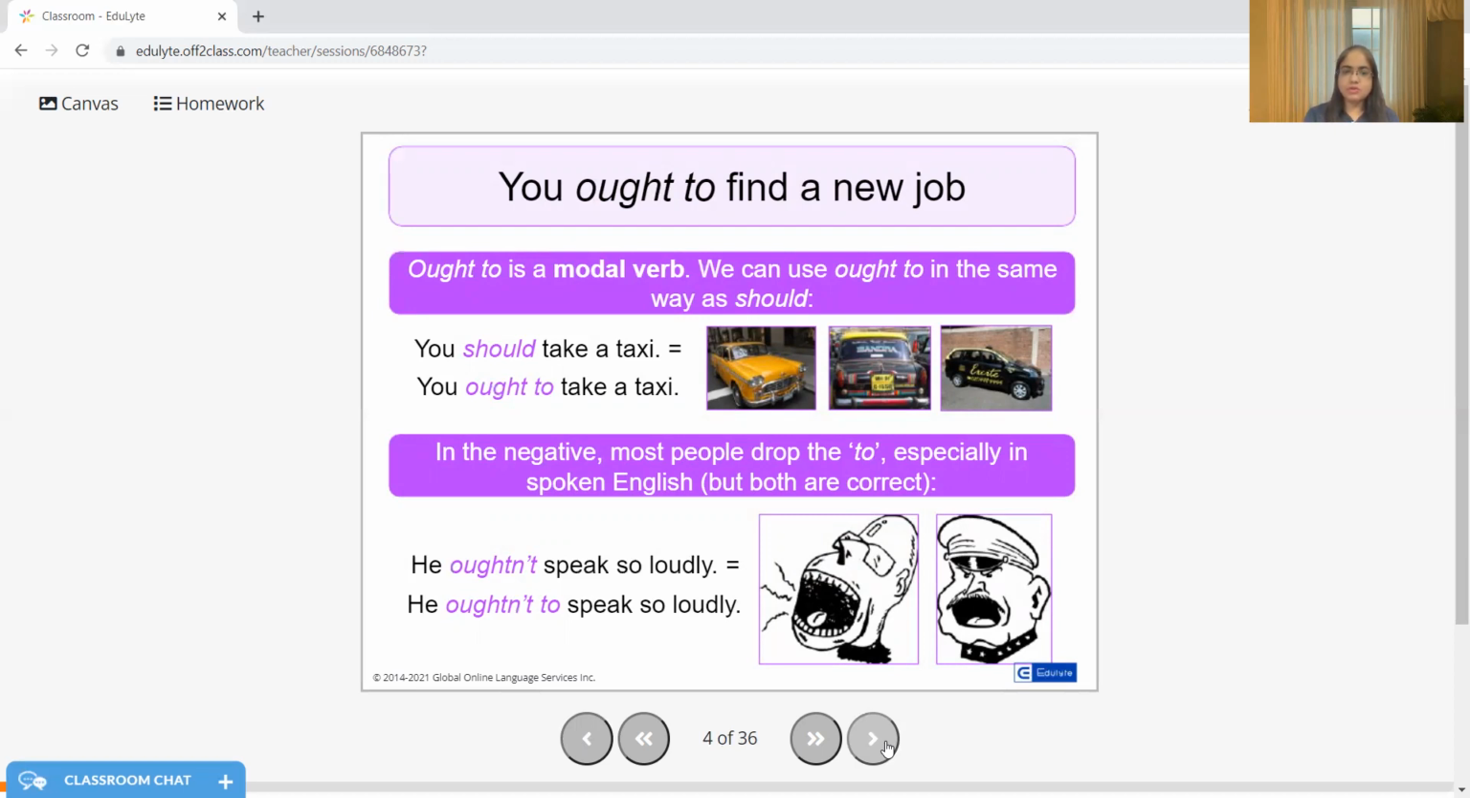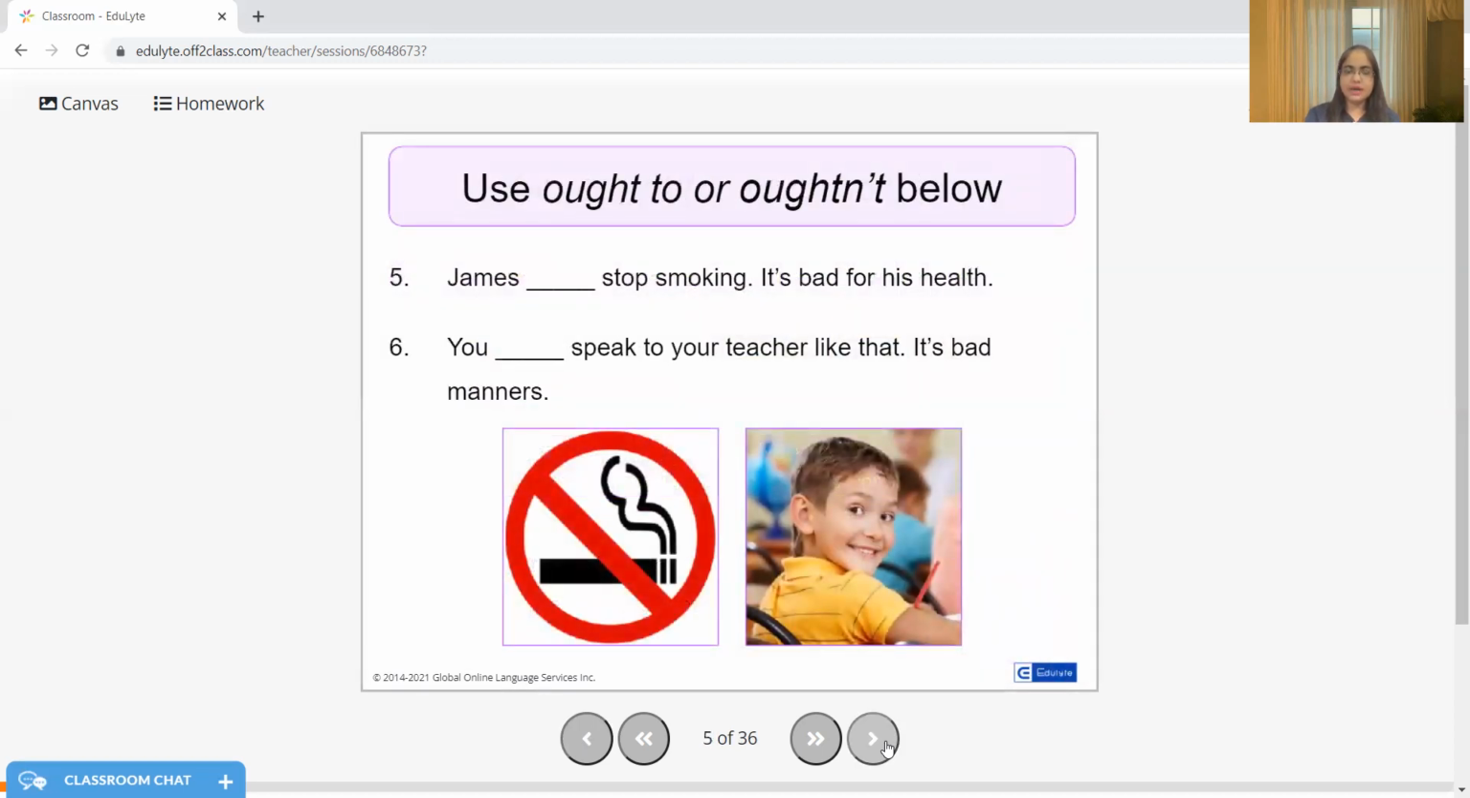He ought not to speak so loudly. He ought to take a taxi. I'm talking about some kind of duty or responsibility. There can be other sentences like, you ought to respect your country. We ought to obey our seniors. That way.